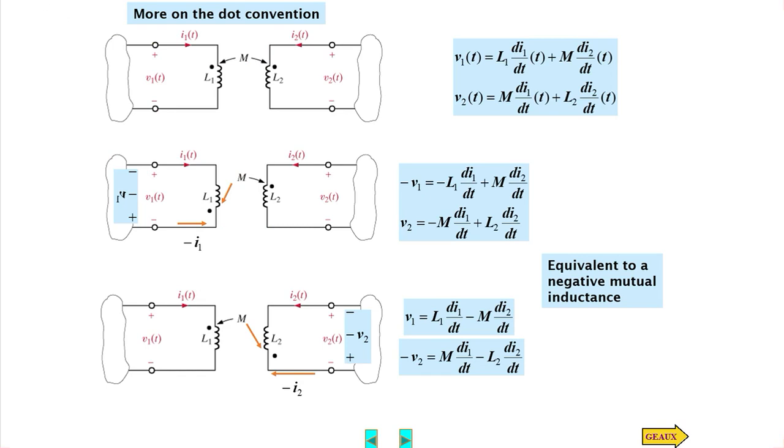Okay, now more about this dot convention. If current is entering and current is entering, we will have positive signs with M. If current is entering and current is entering, but this sign is negative, I don't know what this problem is trying to say. Let's just make it positive. Then we would have a positive with it. If it is entering and it is leaving, then it would be a negative sign. So this is the dot convention.